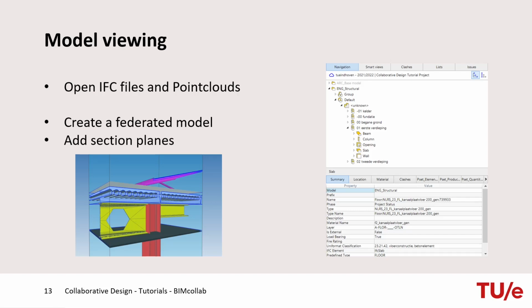Zoom provides several tools that help you with navigating through the model. Components selected in either the tree or the model view can be hidden or isolated in the model view. This helps in checking specific parts of models. Furthermore, section planes can be used to slice your model and create views from the inside of a model. Section boxes, of which an example is shown on the slide, can be used to isolate small parts of the model.